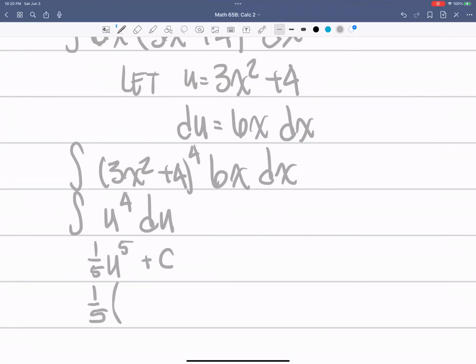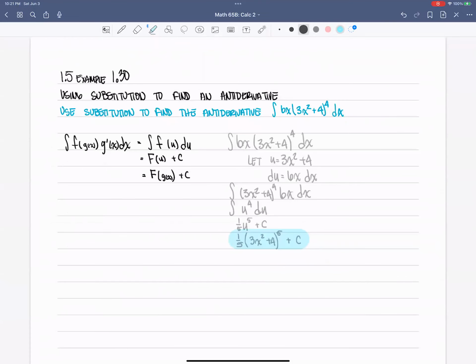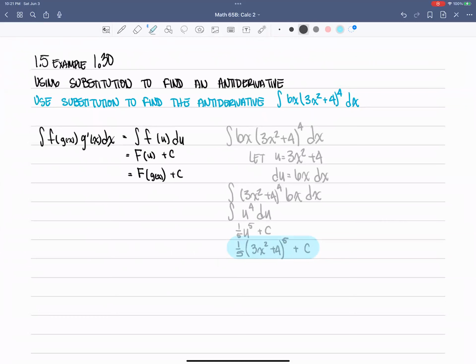1/5 (3x squared plus 4) to the power 5 plus c. And that's it. That is our indefinite integral.